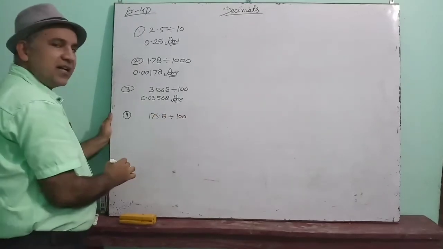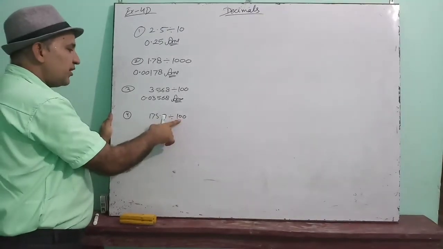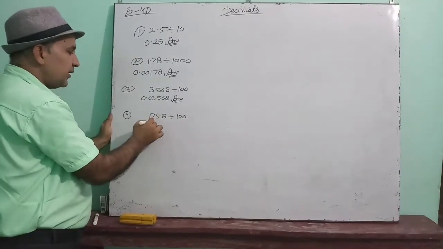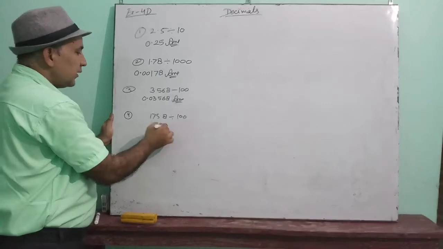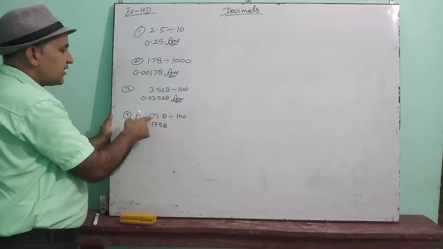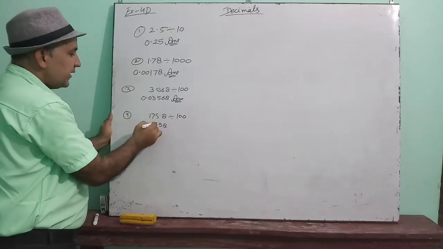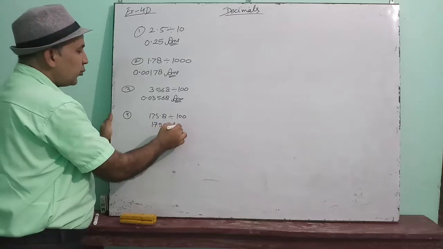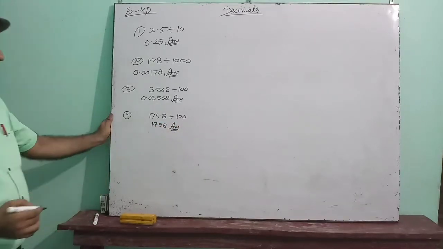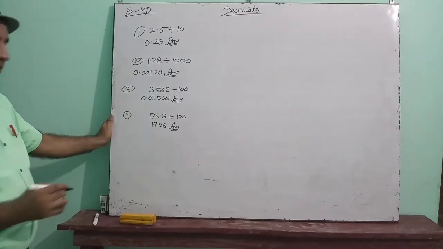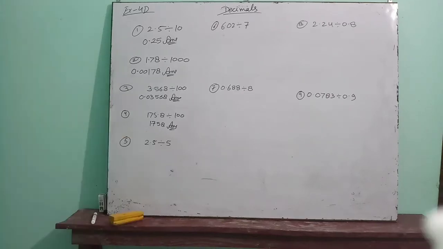I hope you can give the answer now. When 100 is dividing any decimal number, then the decimal will shift 2 digits left-hand side, means it will become 1.758. Any doubt here? Now see some more questions.